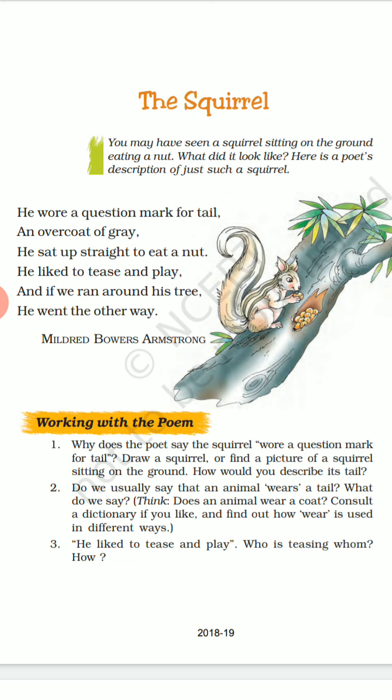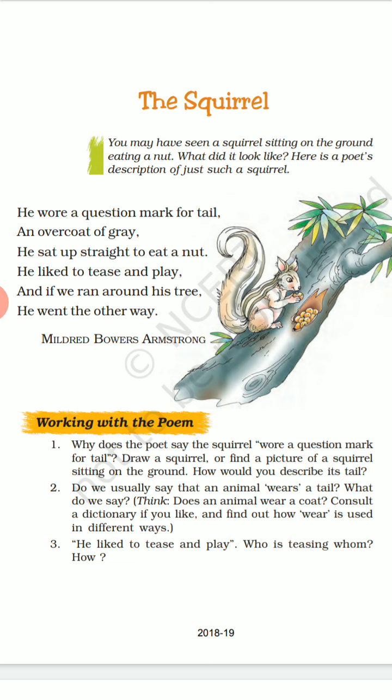In the warming up, it's written like this. You may have seen a squirrel sitting on the ground eating a nut. What did it look like? Here is a poet's description of just such a squirrel. So the poet saw a squirrel sitting and eating nuts. So here in this poem, the poet wants to describe the squirrel. It's a very simple and very short poem, but it's very interesting. So try to listen carefully.